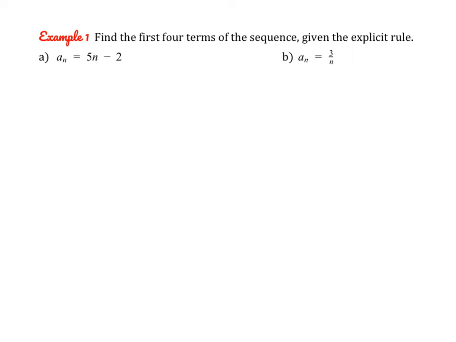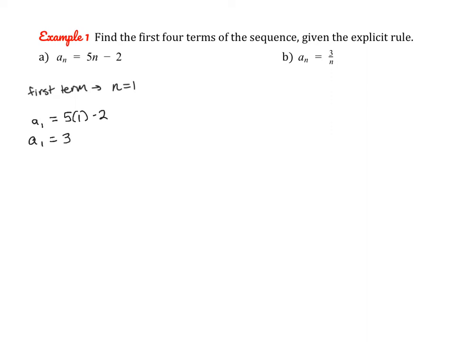So the first term happens when n equals 1. Remember, n is the relative position in line. So to find the first term, we're essentially doing a sub 1, and we substitute n with 1. So we can see that our first term is 5 minus 2, which is 3.